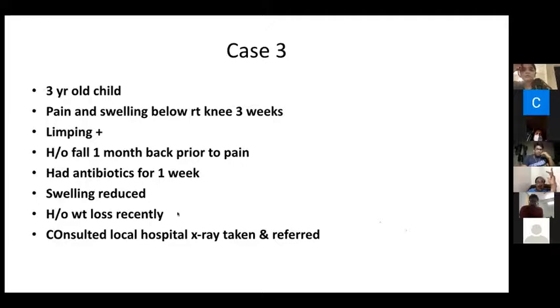The swelling reduced. If you get a swelling that recedes, it is infection or inflammation. A tumor, even if it is benign or malignant, whatever be your treatment, it can remain static for some time, but it never recedes. This is given in Das. Das is a wonderful book. You have to read that.